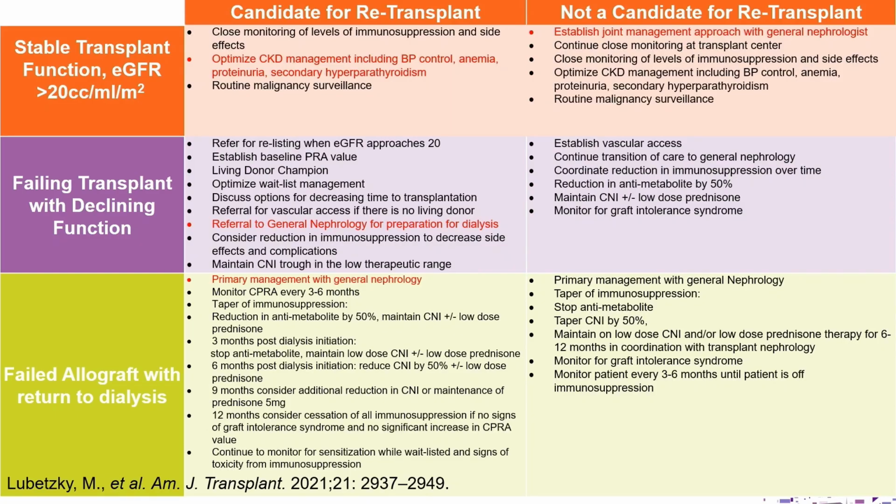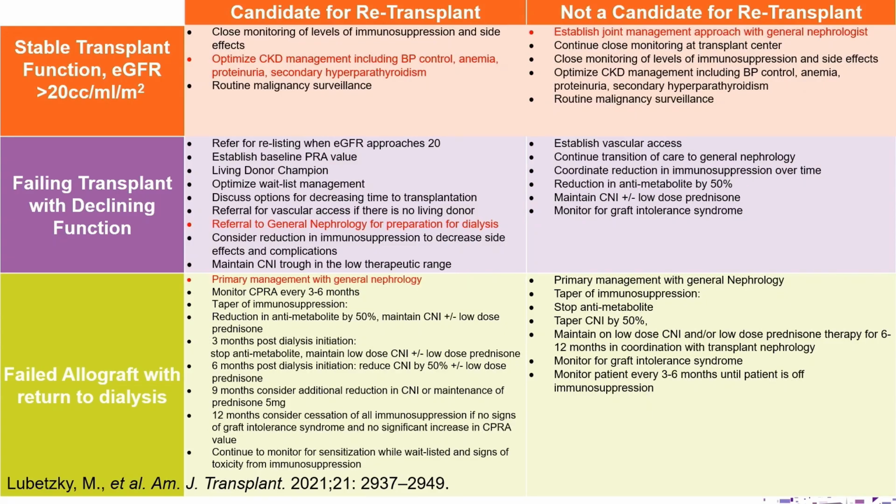If they're not a candidate for repeat transplant, this is when we want to make sure 100% they're set up with a general nephrologist, they've discussed vascular access, they've discussed dialysis modalities, and we come up with a plan for adjusting immunosuppression once they return to dialysis.